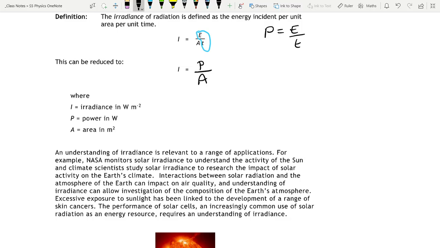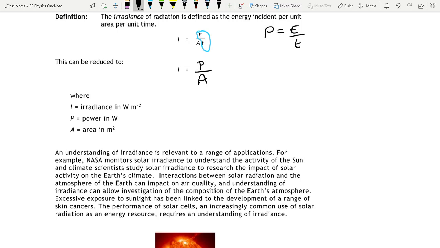Yeah, power over area. As I said, it's in reference to any light. So it's the power of the light source. So it might be a light bulb, it might be a laser. We'll talk about lasers later on. And divided by the area that it's covering. Okay. So I is irradiance in watts per meter squared. P is power in watts, and A is area in meters squared.